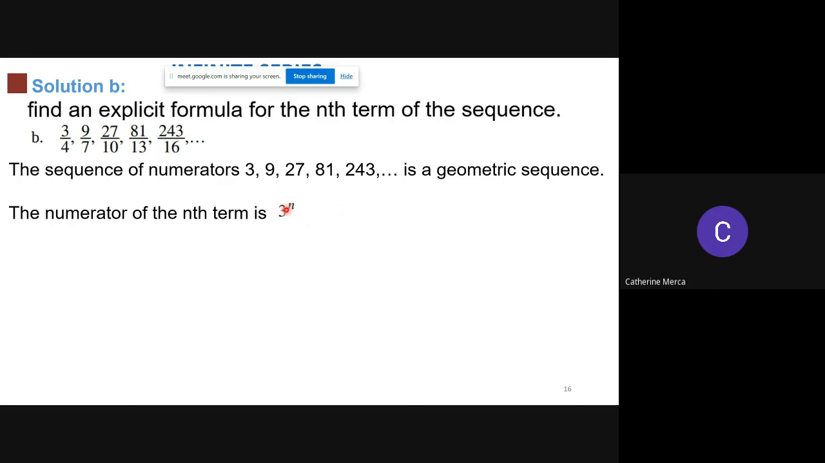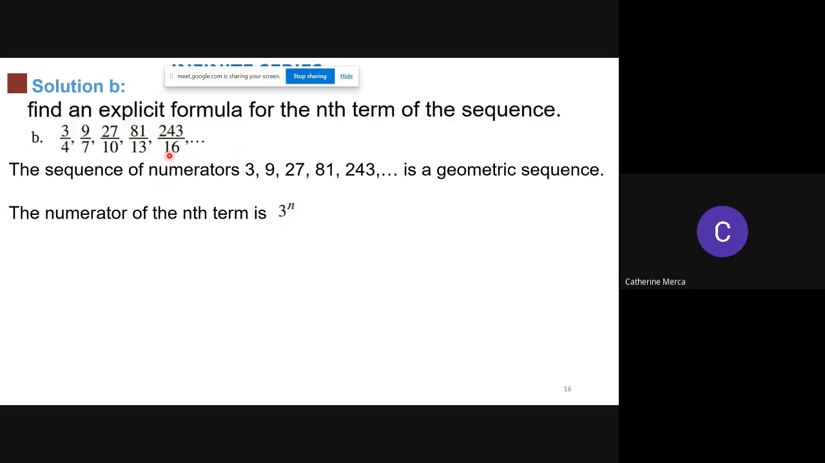Okay. When n is equal to 1, 3 lang. When n is equal to 2, 3 squared, 9. When n is equal to 3, 3 cubed, 27. When n is equal to 4, may siyang 81. When n equal to 5, you will have 243. Pero dito lang yun sa numerator.